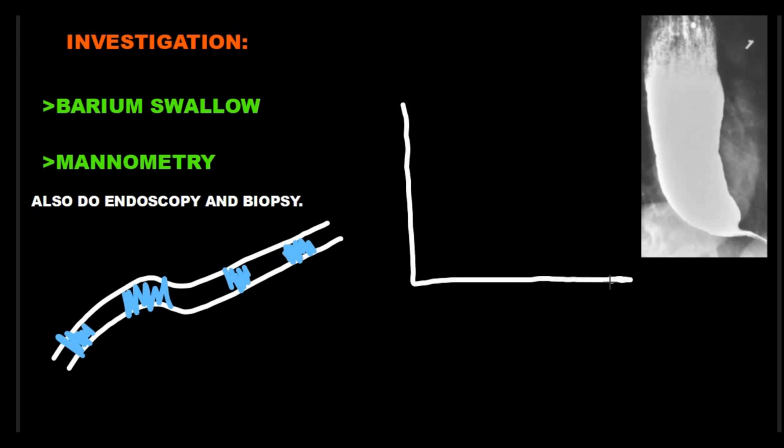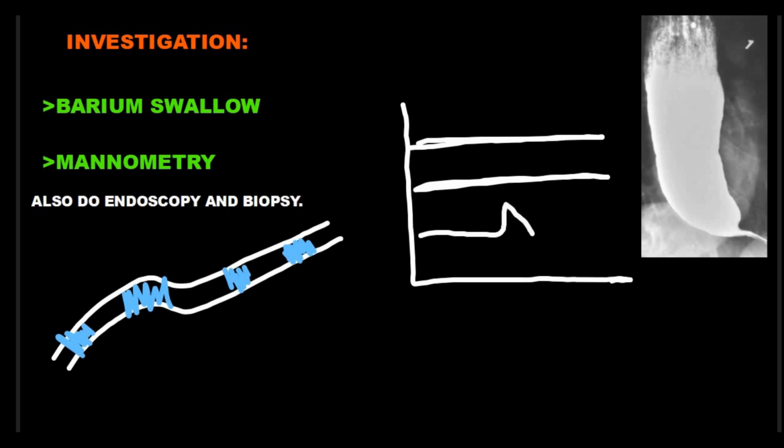where at rest there would only be straight lines from the sensors. Each line depicts a single sensor at one particular level of the esophagus. And if there was some contraction or anything happening, there would be a response like this on this graph.